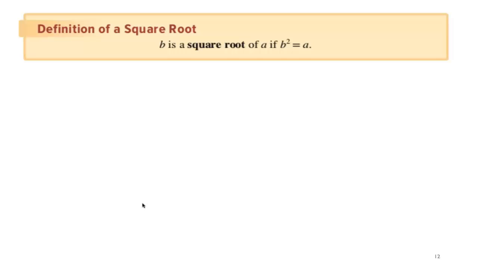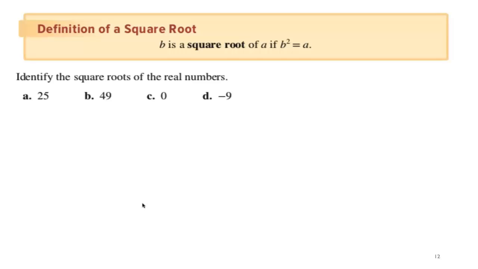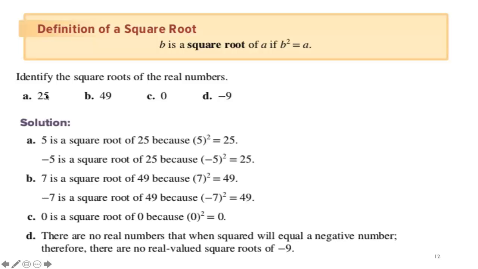Okay, 6.1. Now this is a new topic. Let's talk about the nth root. Okay, let's start with the square root. So b is the square root of a if b squared is equal to a. And so for example, let's find the square roots of these. So 5 is the square root of 25 because 5 squared is 25. -5 is also a square root of 25 because -5 squared is also 25. So 25 has two square roots, 5 and -5.